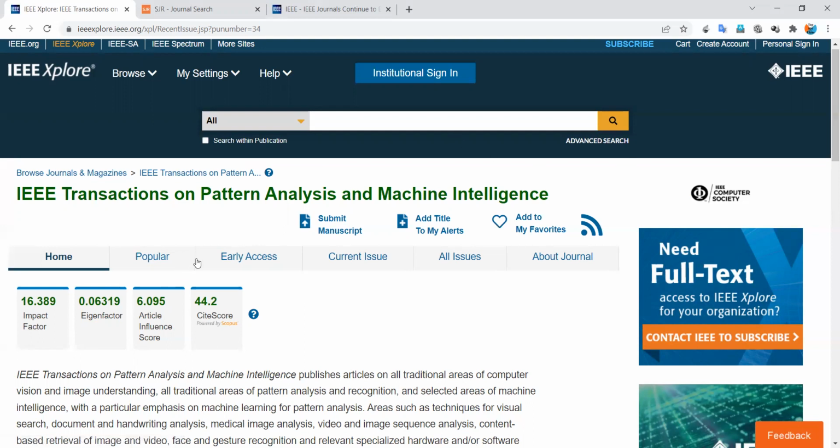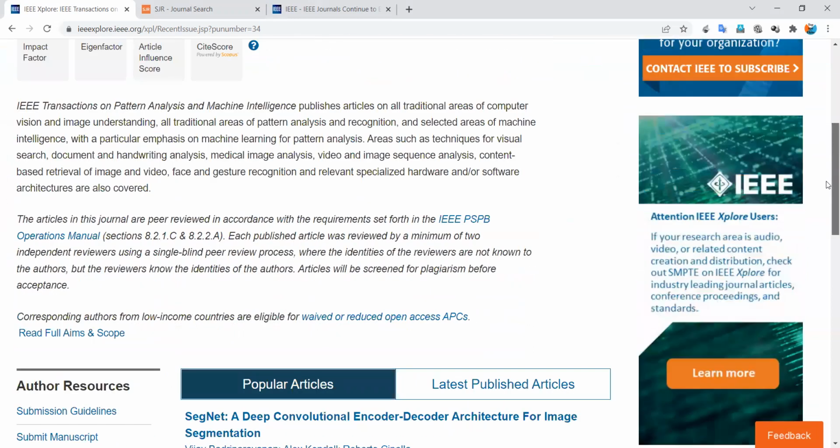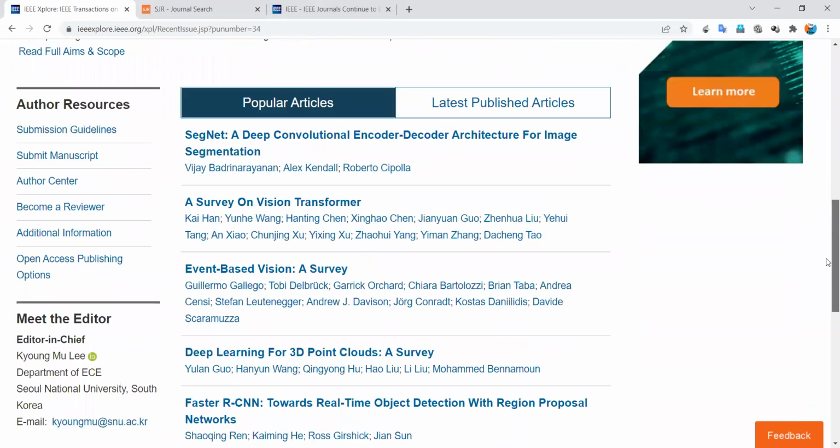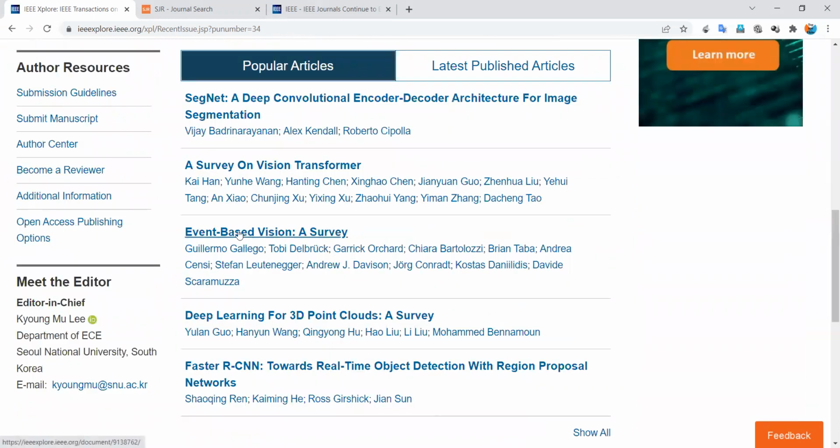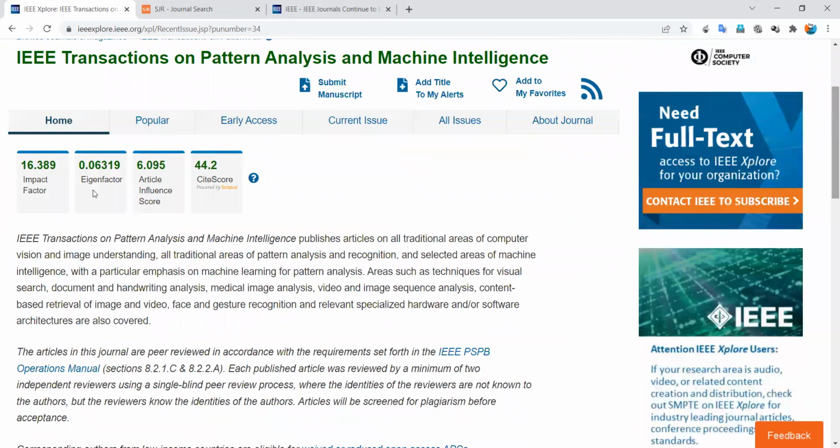If you try to search for its indexing on the IEEE web page only, you will not get the indexing related information. Only this sort of information is available here. As you can see, some of the basic metrics are available here. All these metrics I have already explained in my multiple videos, so I'm not going to explain them again.